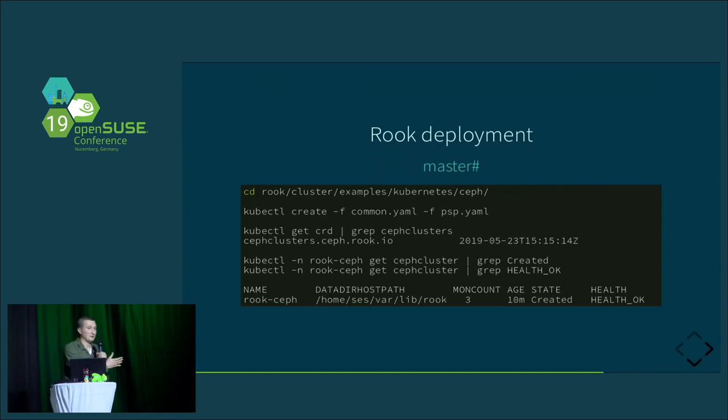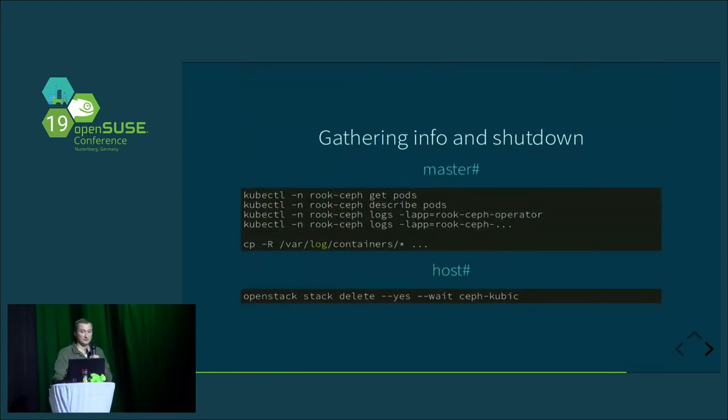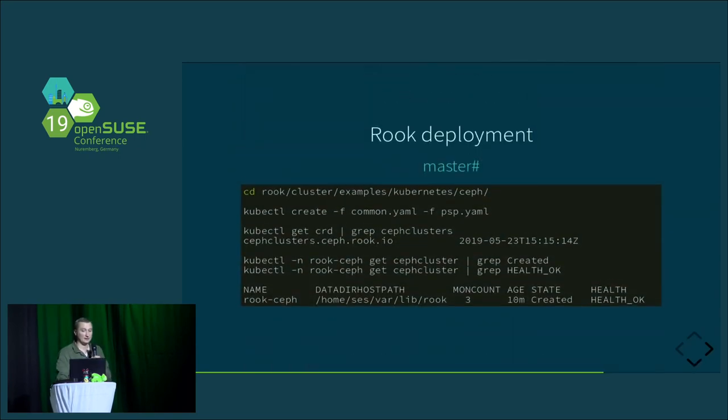And then you deploy Rook in the same way. You can use your own script if you want, or you can use other tools like Salt or whatever. So you run exactly the same commands for deploying Rook, and in the end you will have the same HEALTH_OK cluster.